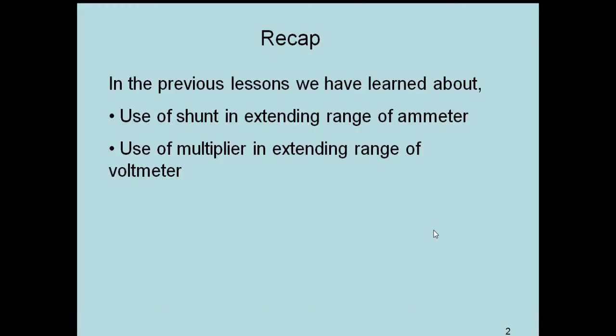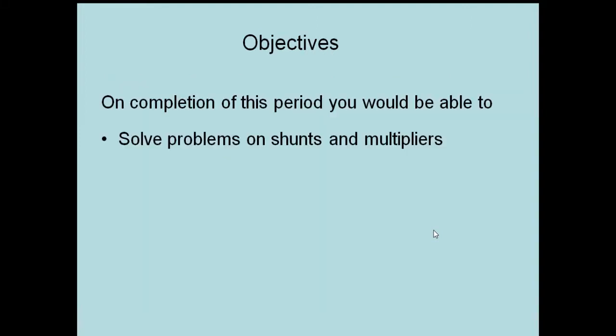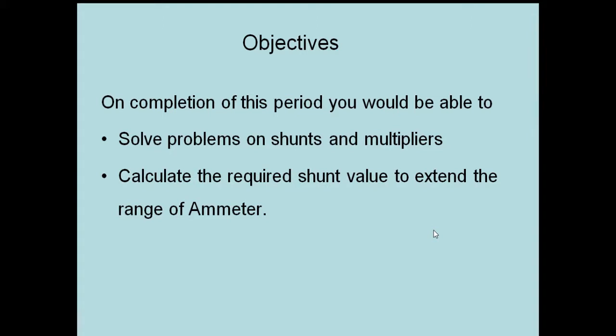In the previous class, we learned that by using a shunt, we extend the range of a meter, and by using one multiplier in series with the basic meter, we extend the range of the voltmeter. Today, we are solving simple problems on shunts and multipliers, and we are going to calculate the required values of these shunts and multipliers to extend the range of the meters and voltmeters.